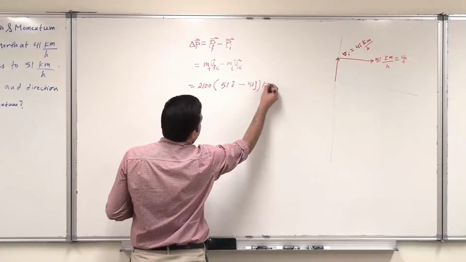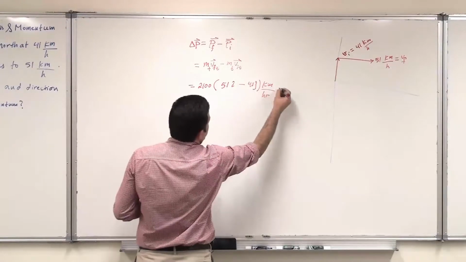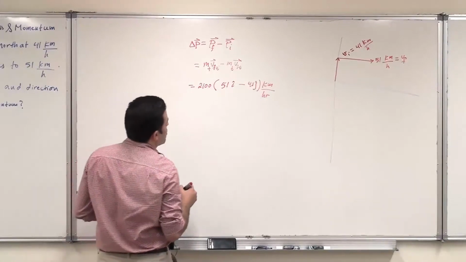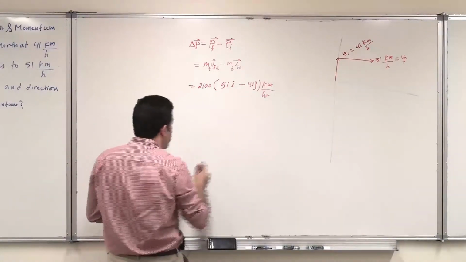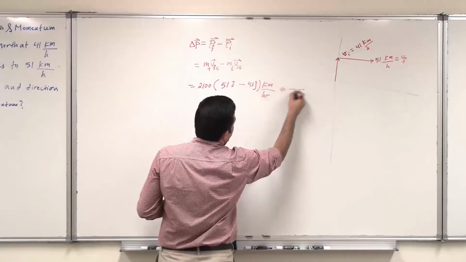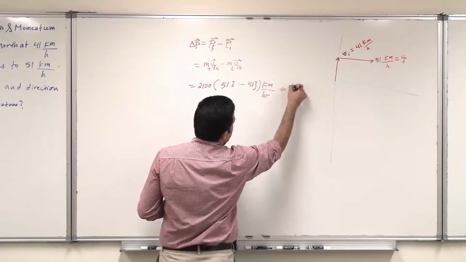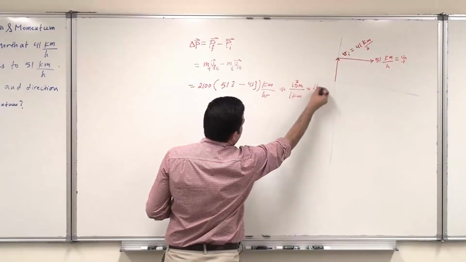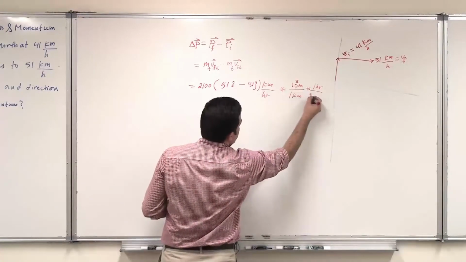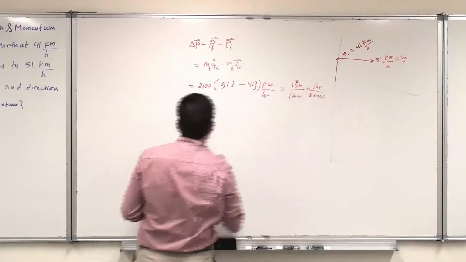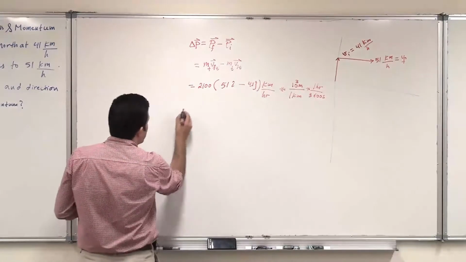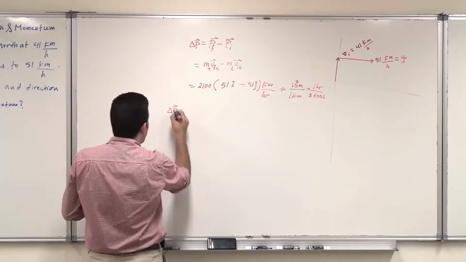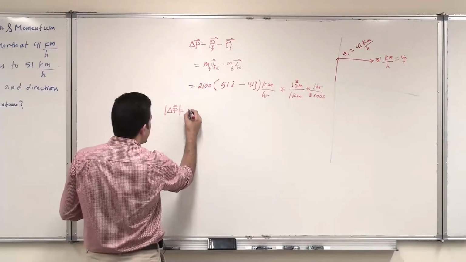But remember, this is in kilometers per hour, so we need to convert it to meters per second to make it SI units. So we need to multiply this. Each 1 kilometer is 10 to the power 3 or 1,000 meters, and each 1 hour is the conversion factor, 3,600 seconds.